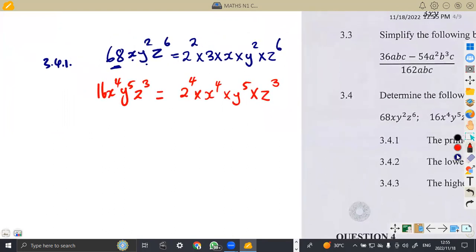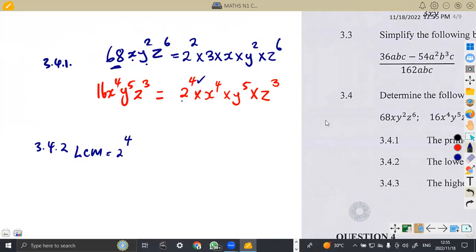Remember, guys, I told you about LCM, that we are supposed to take the one that has got the highest exponent. It has to appear, and we are supposed to take the one with the highest exponent. So in terms of 2, the highest exponent is 2 to the exponent of 4. So our LCM is going to be 2 to the exponent of 4.